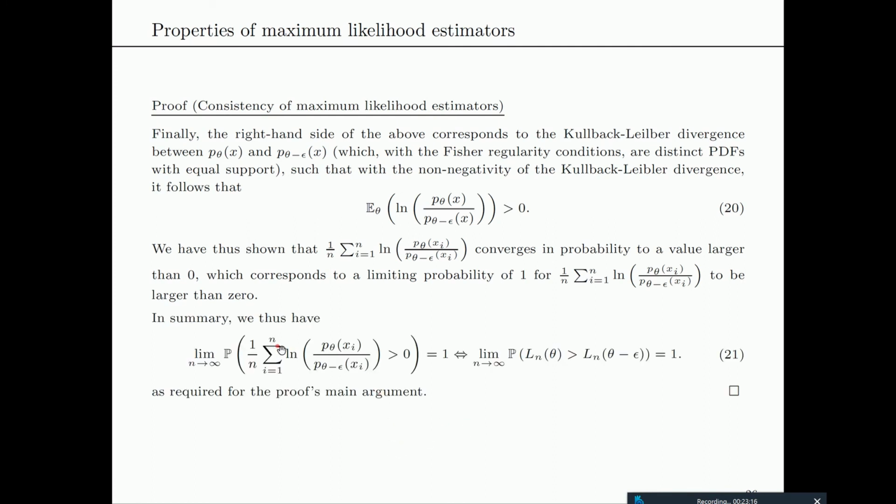This means that the limit of the probability of this thing being larger than 0 is 1, and this thing here was just our reformulation of our event, that the likelihood function at theta is larger than the likelihood function at theta minus epsilon. So we've shown that this happens with probability 1, and hence we've shown that this event that this is larger than this has probability 1. And that's the way I simplified this whole thing as much as possible.